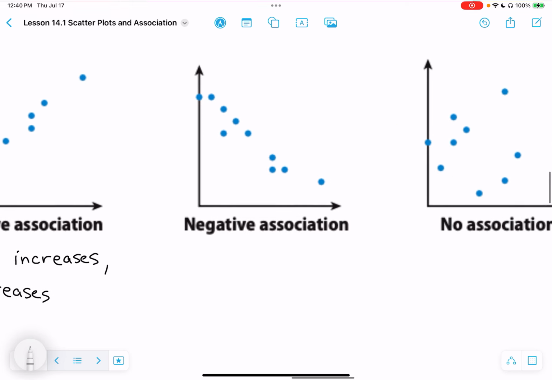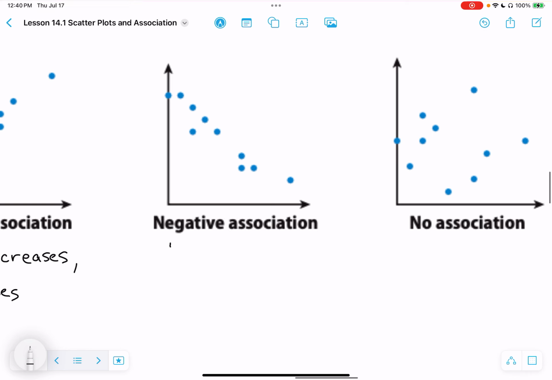The second type of association is called a negative association. As x increases, y decreases. And this makes it look like the data is going down. As we move from left to right, the points appear to be going in a downward trajectory. Not perfectly down. You can see that there's some exceptions where it sort of scatters out a little bit, but in general, it's going down.